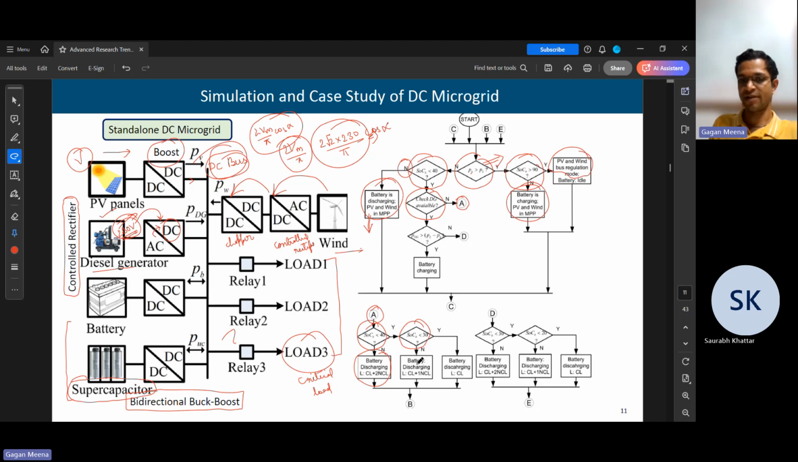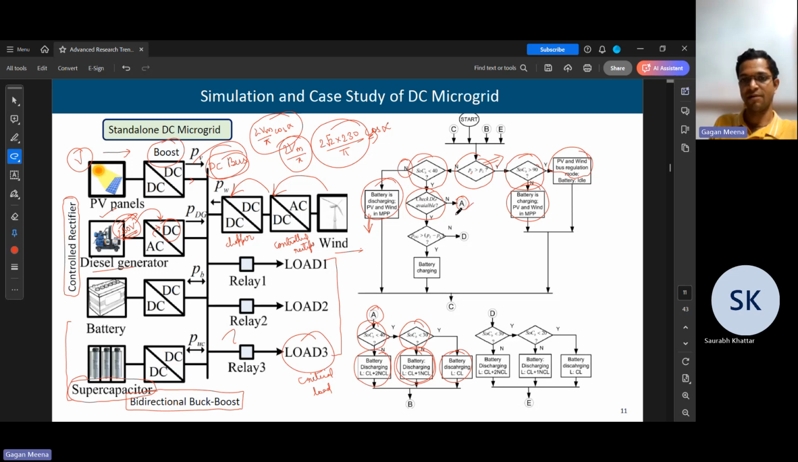If the SOC is between 40 and 30%, then one non-critical load will not be supplied. And if the SOC is less than 30%, then only the critical load is met. The other two non-critical loads are not supplied.